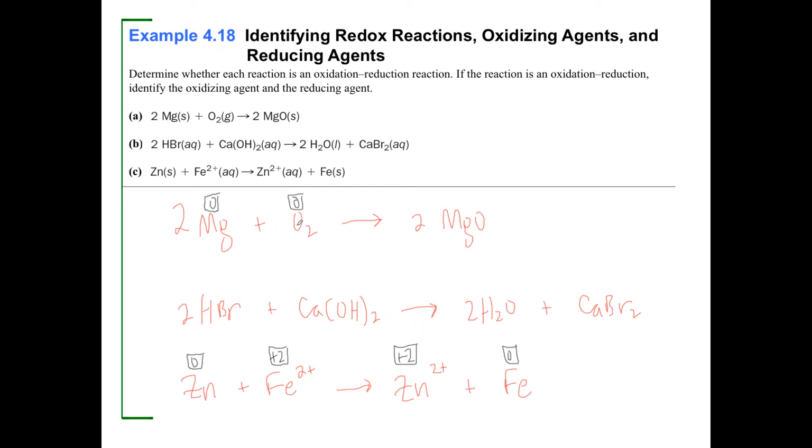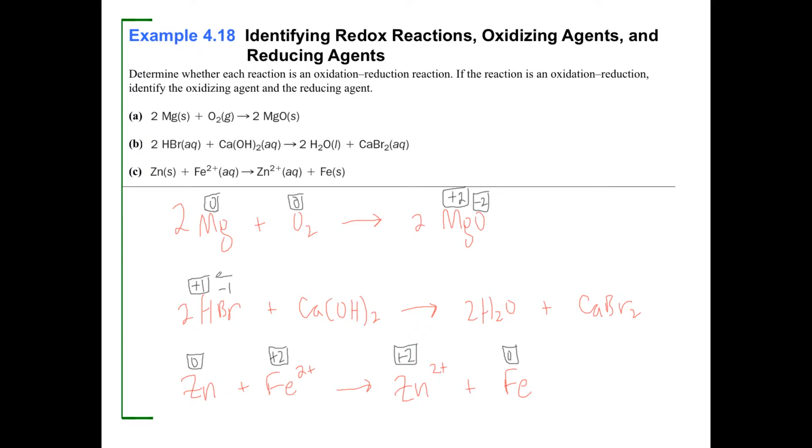Now, there's some other ones that you might think are easy, and I'm going to agree with you. Magnesium is in group 2, so it's always going to be +2. Oxygen's in group 6. So you're expecting that to be -2, and sure enough, look, it's 1 to 1, no charge. That's easy, okay? HBr. Bromide is in group 7. It wants to be -1.